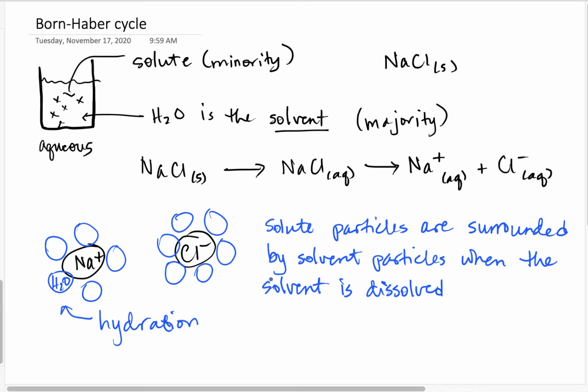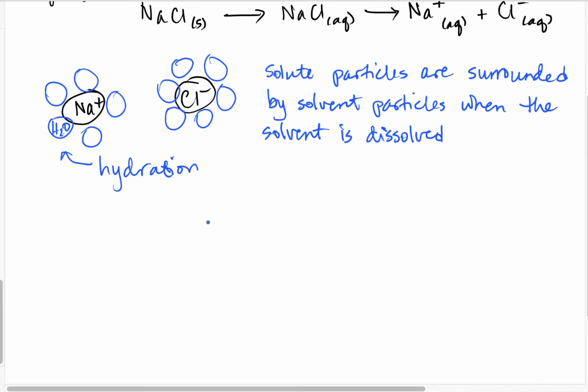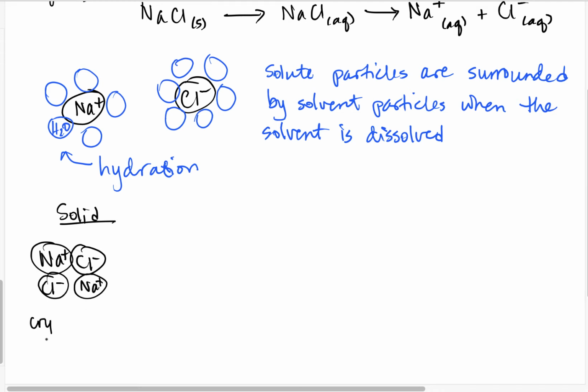But what we can do is talk about the strength of the interactions of the ions themselves with each other. Because when they are in their solid form, you have sodium ions hanging out with chloride ions, and they form what's called a crystal lattice. That's a regular arrangement of these ions that are organized in some kind of regular repeating pattern. And it is called a lattice.